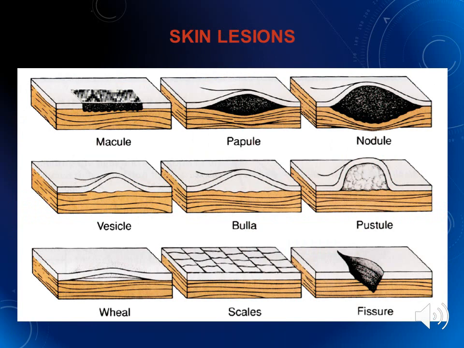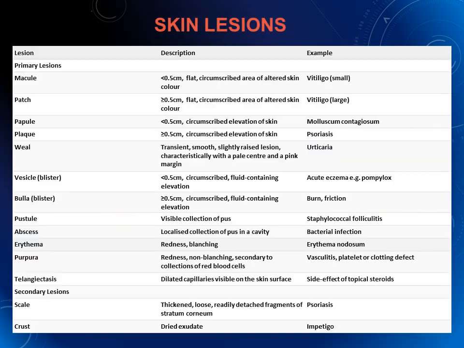During the physical examination, all cutaneous abnormalities should be noted using appropriate morphologic descriptive terms. Skin lesions can be described as follows: macule, papule, nodule, vesicle, bulla, pustule, wheal, scales, and fissure. This table shows differences between different skin lesions and the morphologic description.